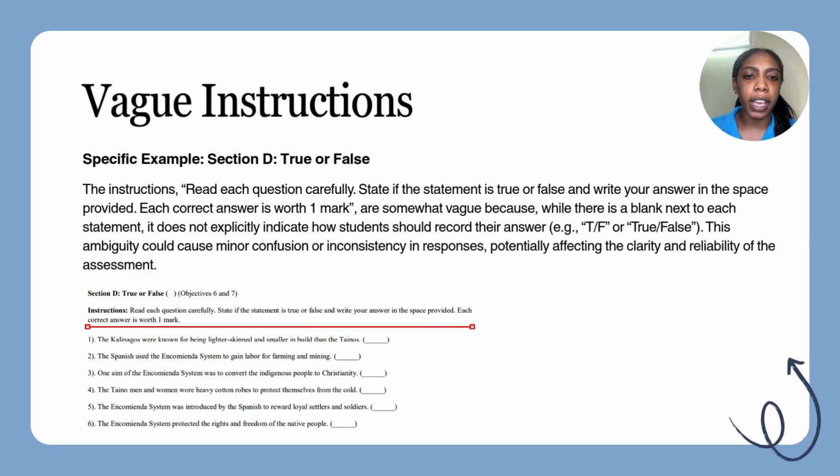These are somewhat vague because while there is a blank space next to each statement, it does not explicitly indicate how students should record their answers, for example, F or T, or true or false. This ambiguity could cause minor confusion or inconsistencies in responses, potentially affecting the clarity and reliability of the statement.